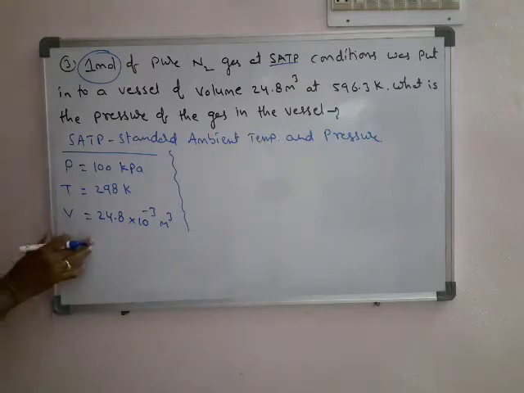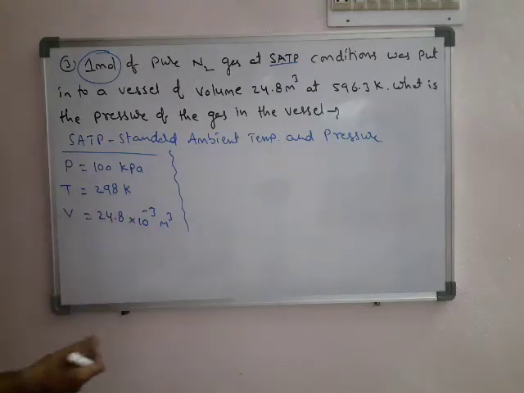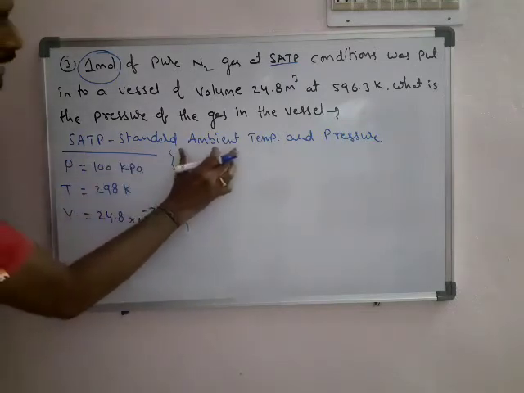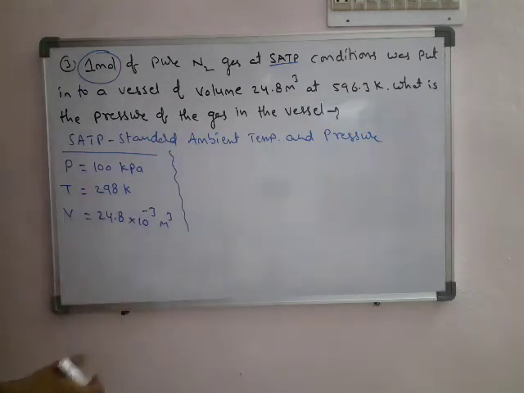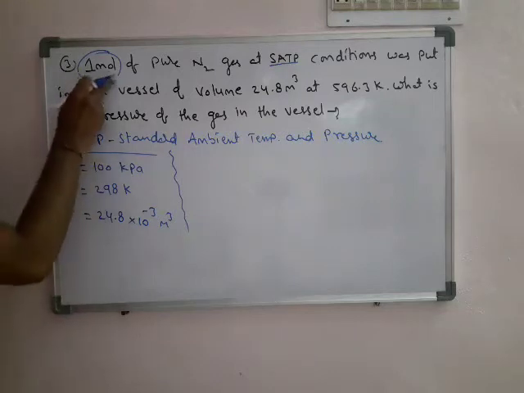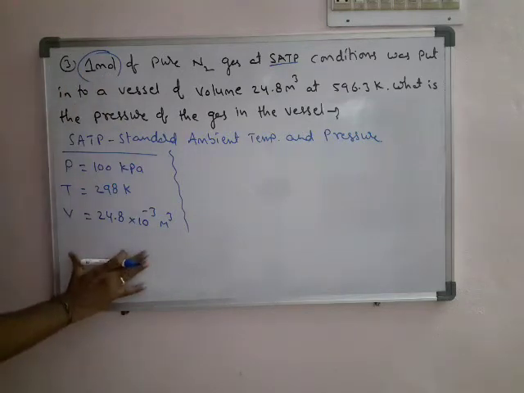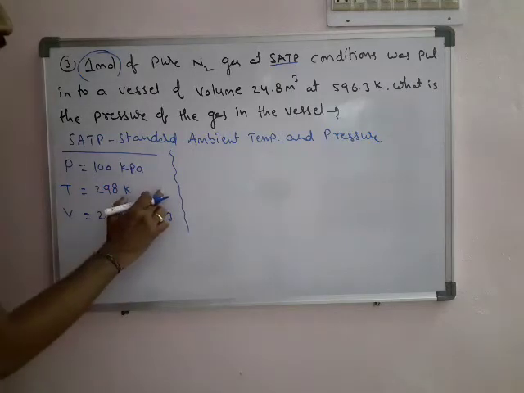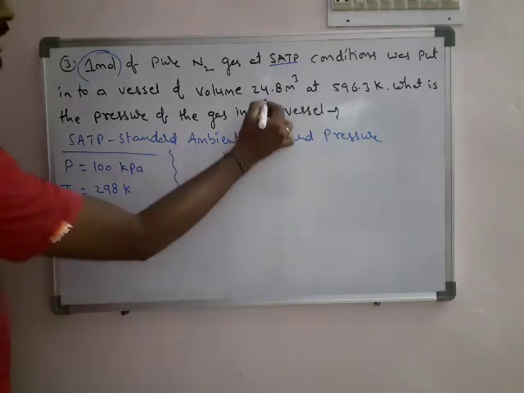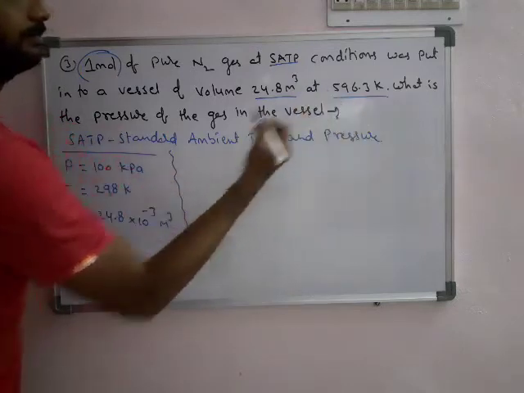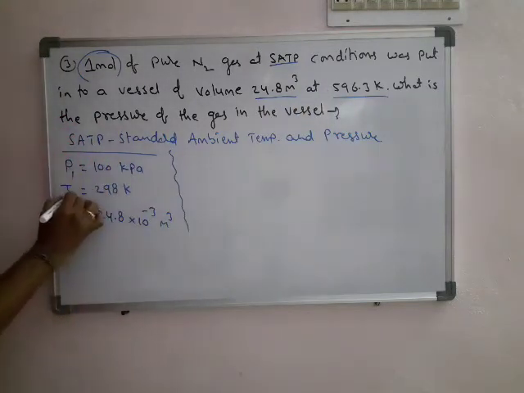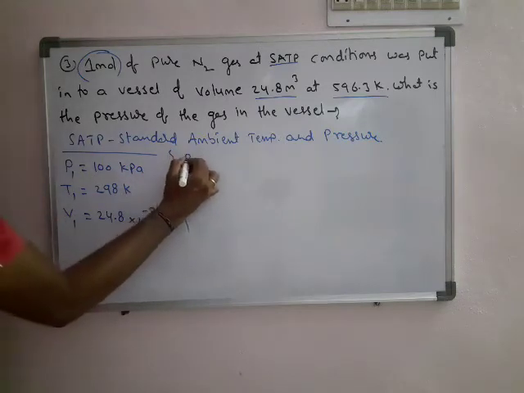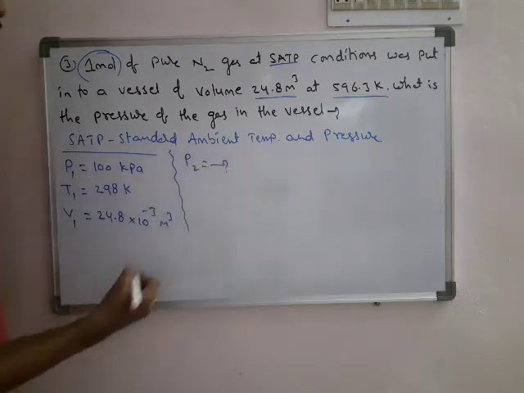Now that 1 mole of gas is put into other conditions, means the dinitrogen gas is transferred into a vessel present at different conditions. Starting, the 1 mole of gas is at SATP. From those SATP conditions it is transferred to another vessel where the conditions are different. So we are saying P1, T1, V1. We need to find out the final pressure.